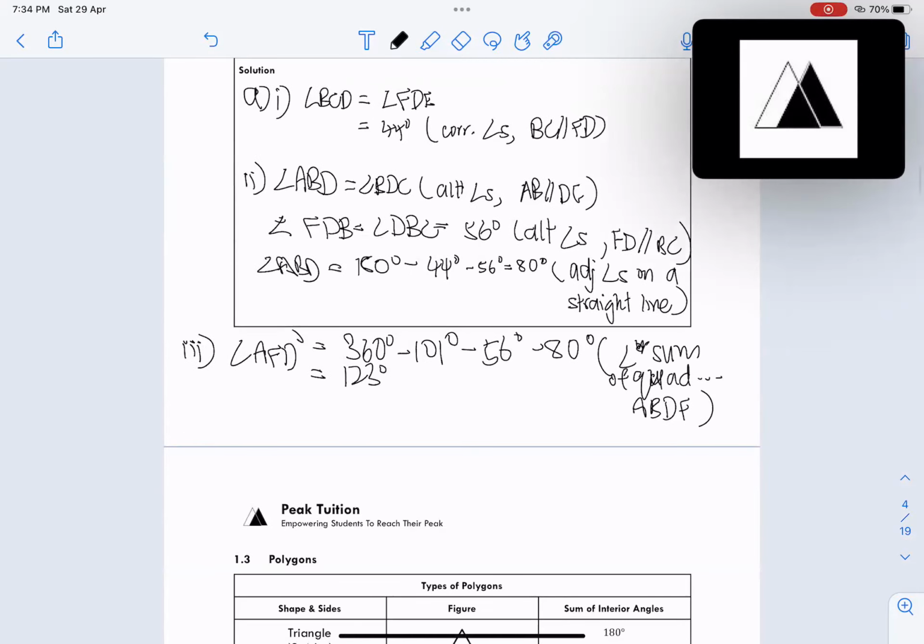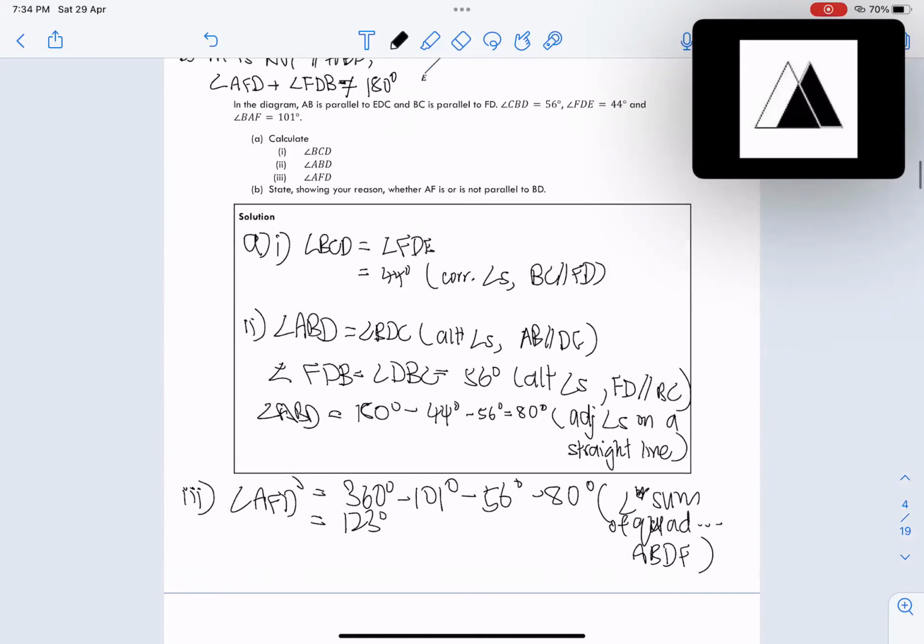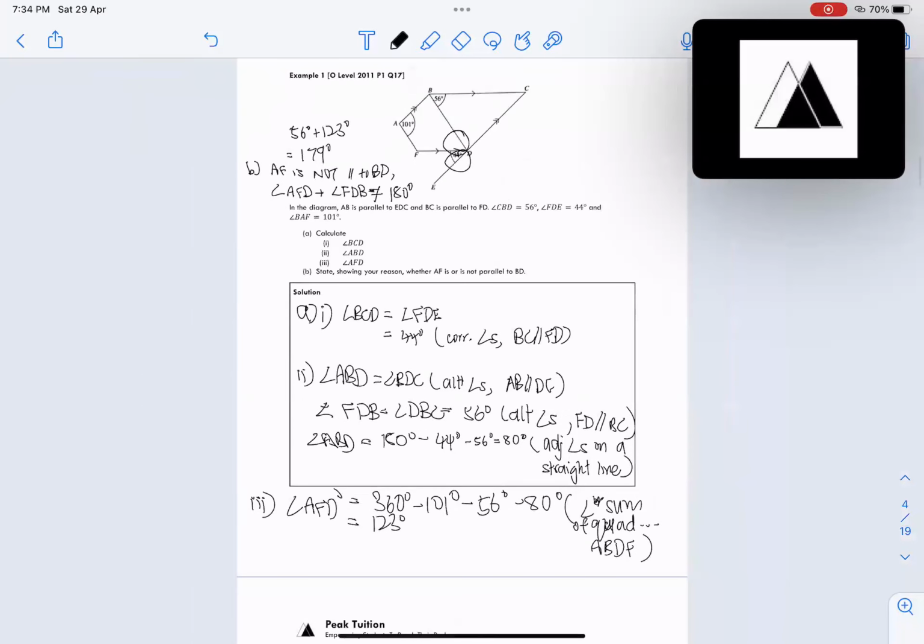Everyone okay, right? You all understand? You all need time to copy. Yeah, done.